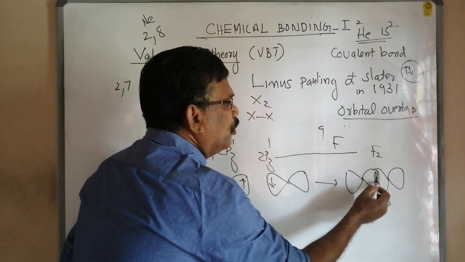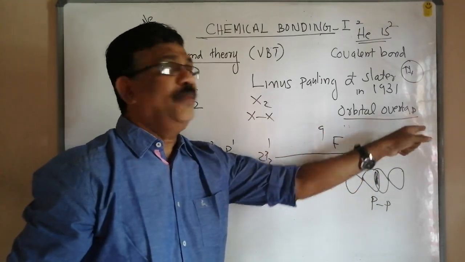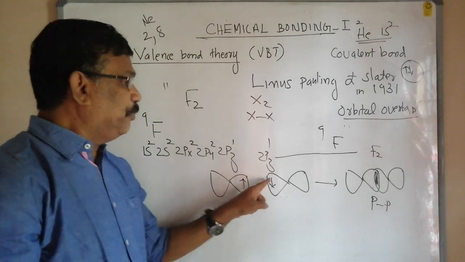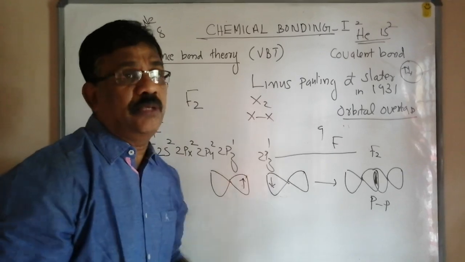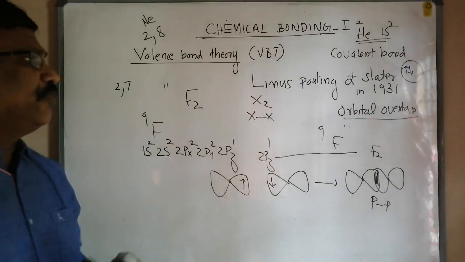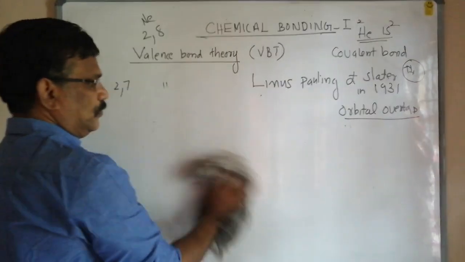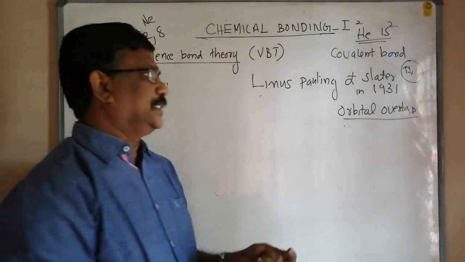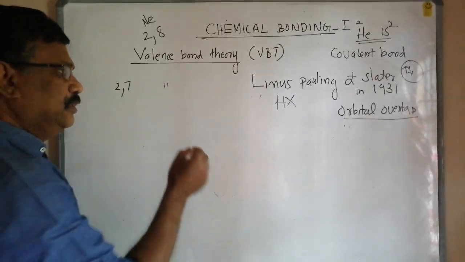So how is a covalent bond formed? A covalent bond is formed by orbital overlap containing unpaired electrons with opposite spin. And this is a simple diatomic molecule, fluorine. So another example, formation of hydrogen halides. Hydrogen halides, HX. So we can take hydrogen fluoride.